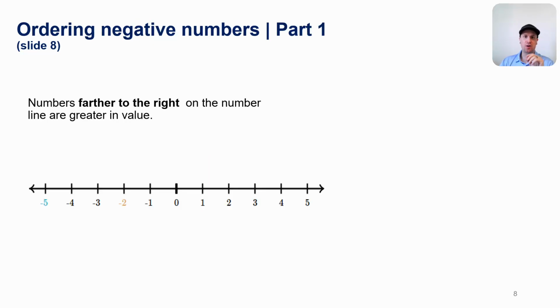Now let's look at how to order negative numbers. So the core concept to understand when we order negative numbers, in other words, when we're defining what number is bigger than another one, is that numbers further to the right on the number line are greater or larger in value. Now this is fairly straightforward if I'm just looking at positive numbers, right?